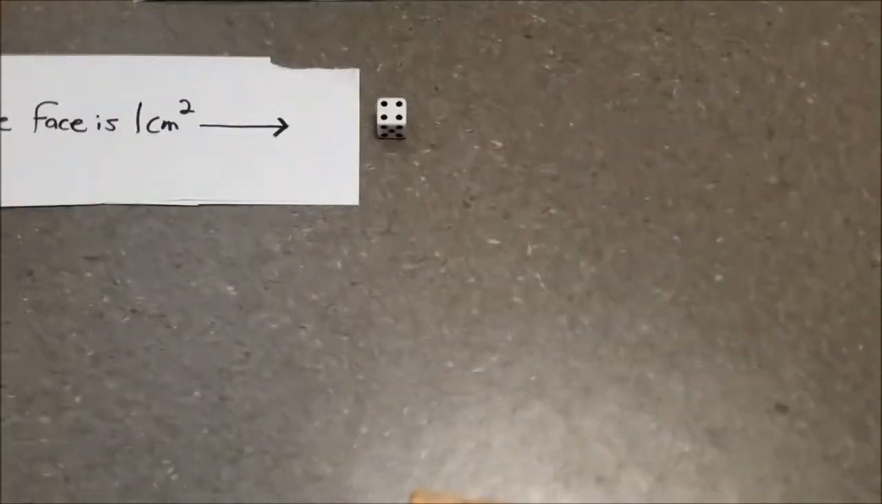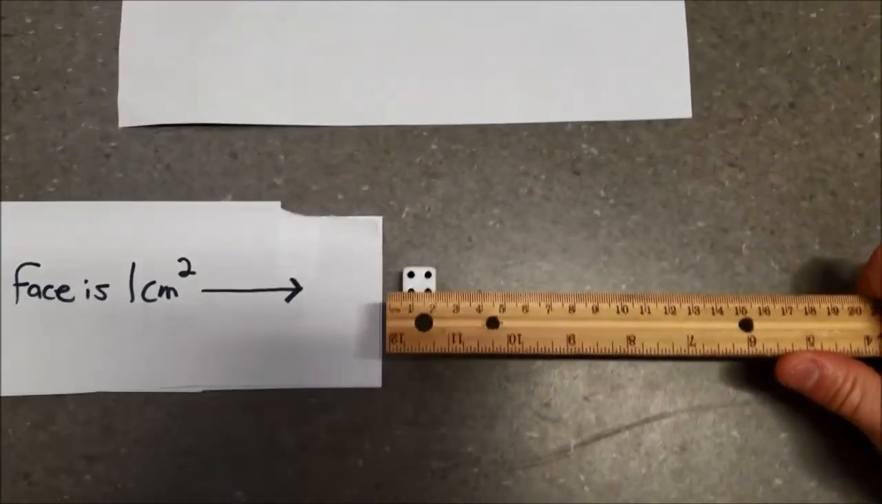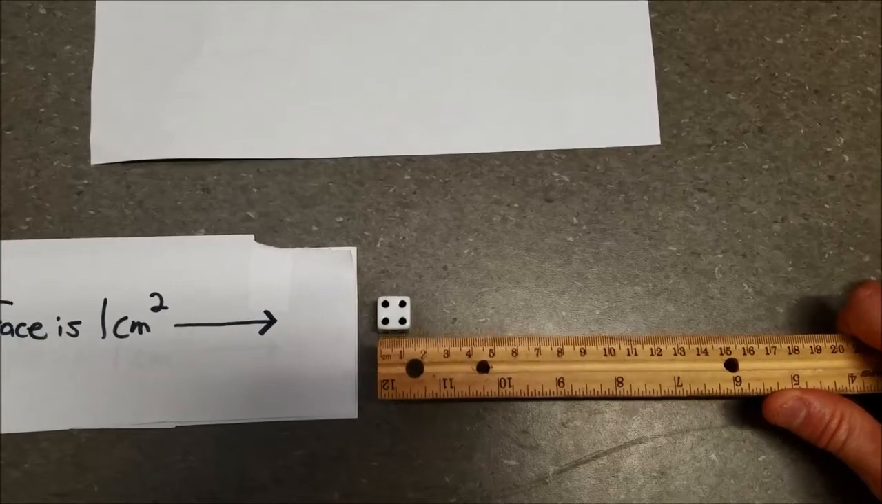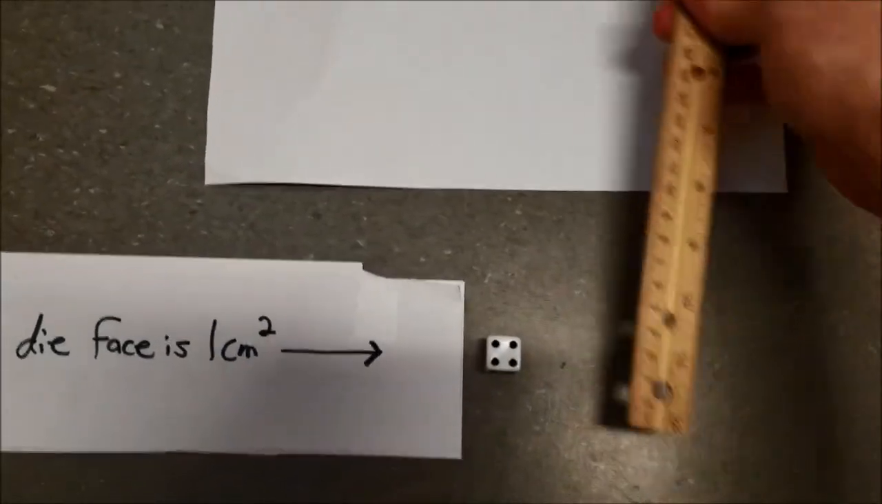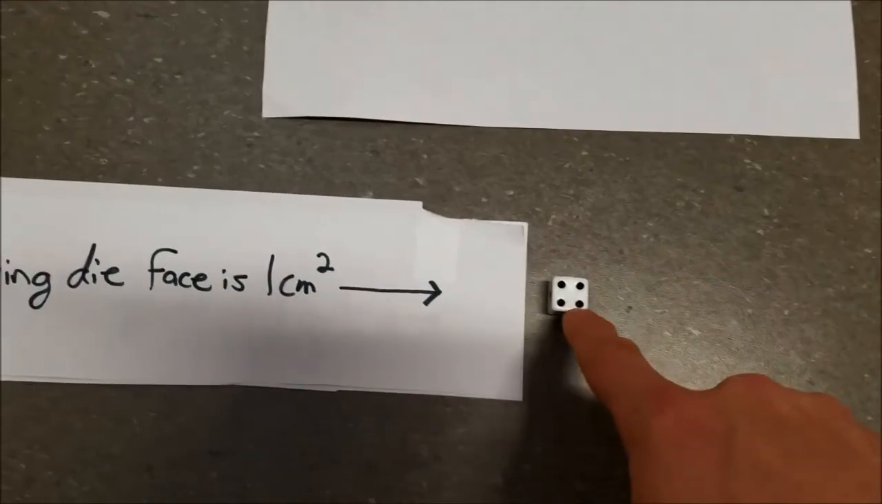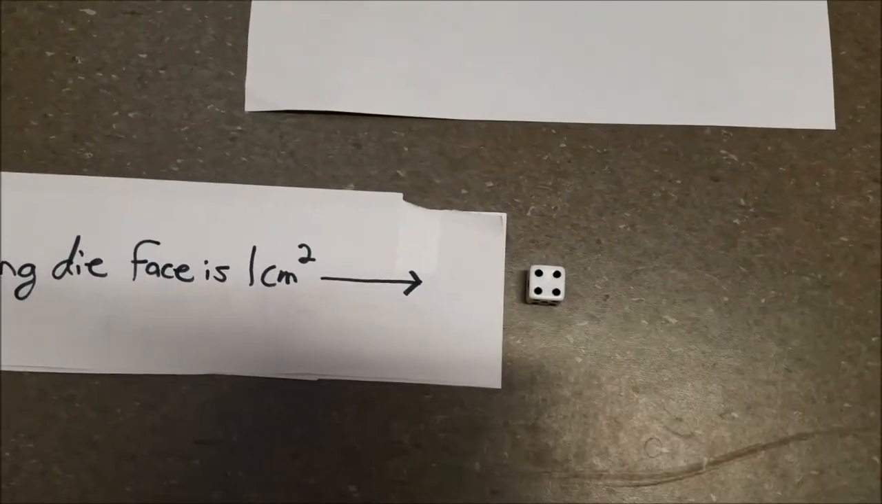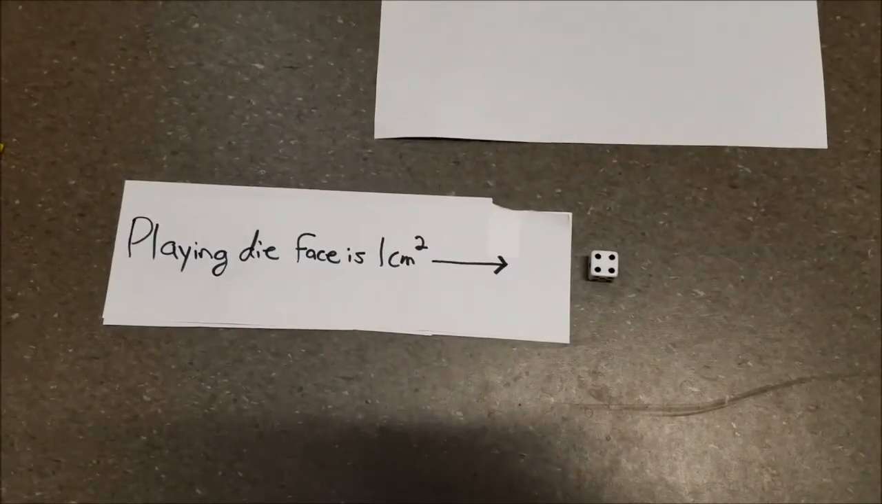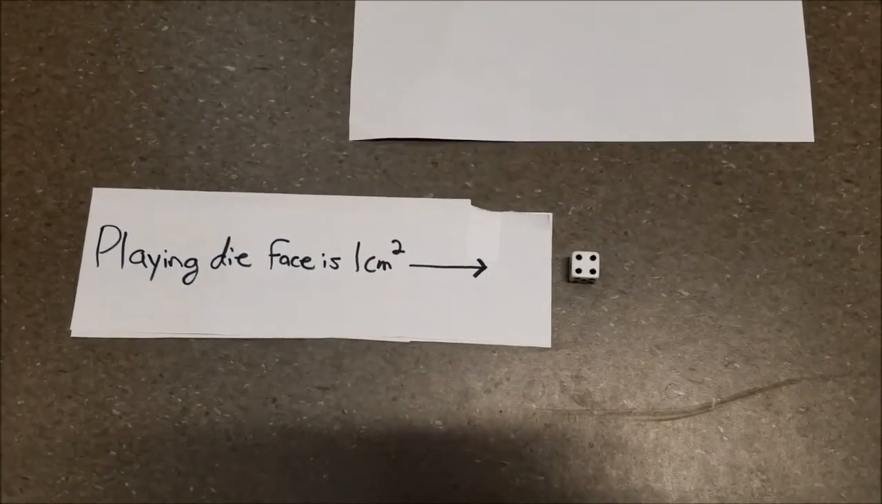So if we come over here, a centimeter squared, remember this is two-dimensional, is a square, so we're going to focus on just the face of one die. The face of one die is about 1 centimeter by 1 centimeter. So therefore, we take our length times width, or whatever you want to call it, and we get the plain die has a face of 1 centimeter squared.